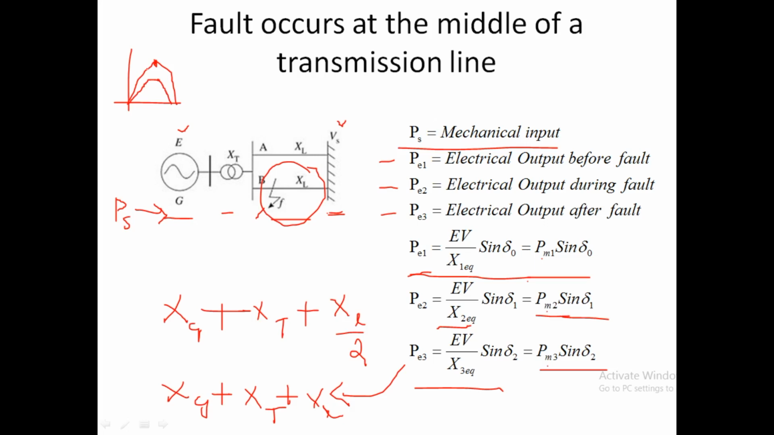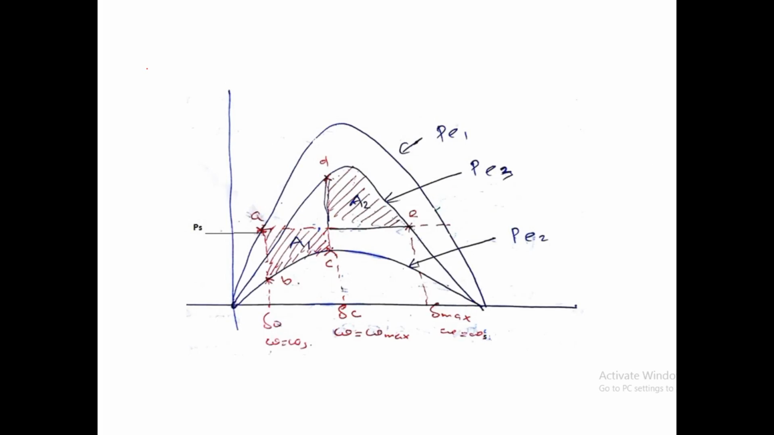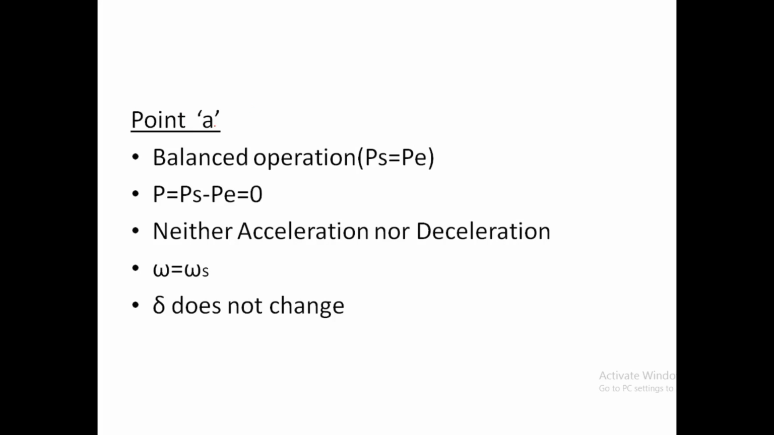Now in each case PM will be different and each case will have different power angles. So these points should be noted and we will move to the analysis. This is the curve we are obtaining. The first point is A, the balanced operating point, PS equal to PE. The difference can be taken as P equal to PS minus PE. Whatever mechanical input is given, that much electrical output is taken from the generator. Because it is a balanced condition, these two powers are equal and the difference will be 0.